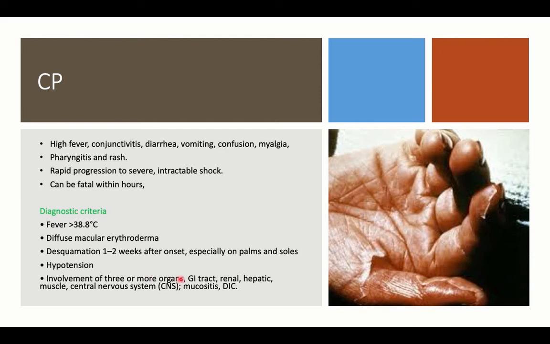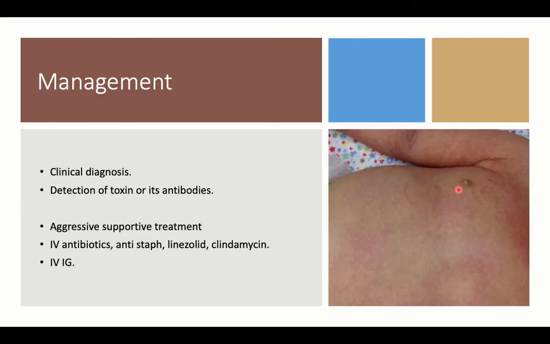Usually there is involvement of three or more organs: gut in the form of severe diarrhea or severe hemorrhage, renal failure, liver failure, CNS manifestations in the form of seizures, and hematological failure in the form of DIC. So these are the diagnostic criteria. This is diffuse erythroderma accompanying the release of toxin and the high-grade fever. It is a clinical diagnosis, but detection of toxin or its antibodies can help.